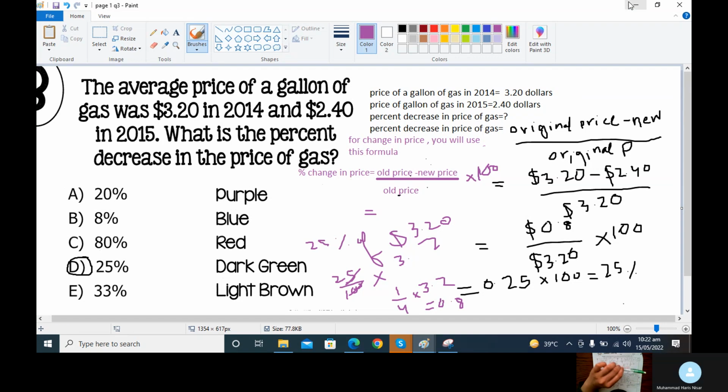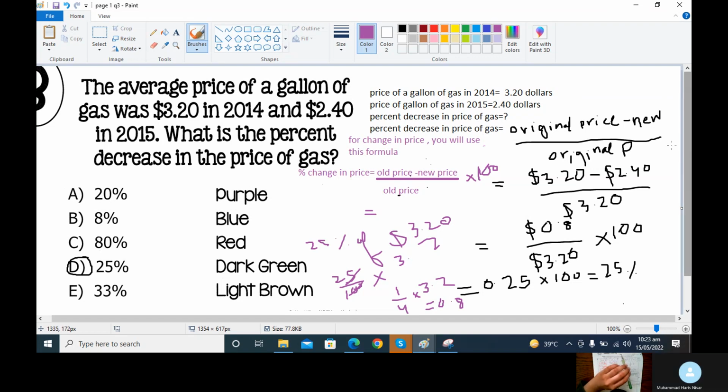This black part is the solution, this is the formulas, and this is the rough work. Done.